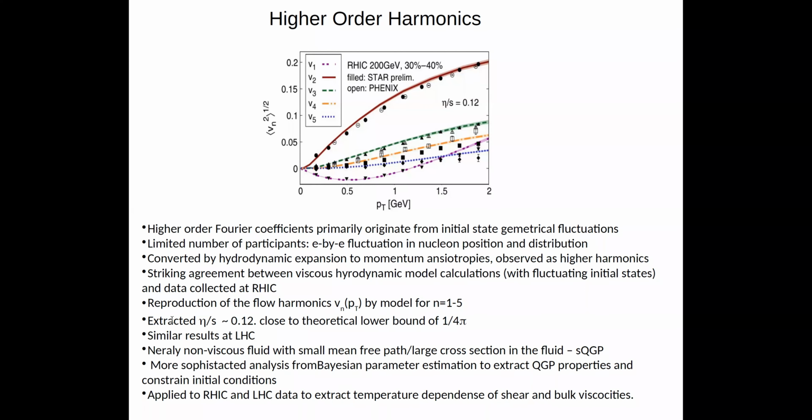There is a more sophisticated analysis known as Bayesian parameter estimation, which is a multi-parameter fit, where you do not fit a particular observable, but fit many observables together simultaneously. This is one of the state of the art techniques in QGP analysis, and Bayesian parameter estimation has been applied to extract the QGP properties and constrain the initial condition. And once this is applied to RHIC and LHC data, one has been able to extract the temperature dependence of shear and bulk viscosity.